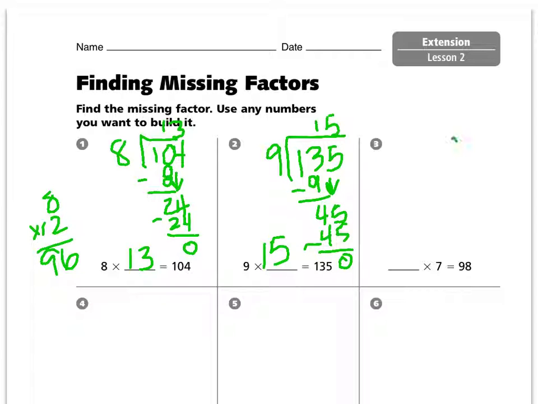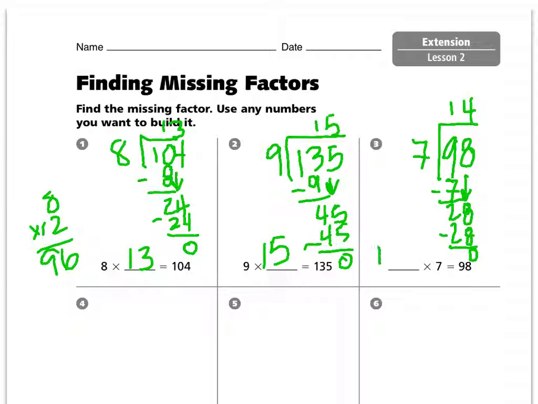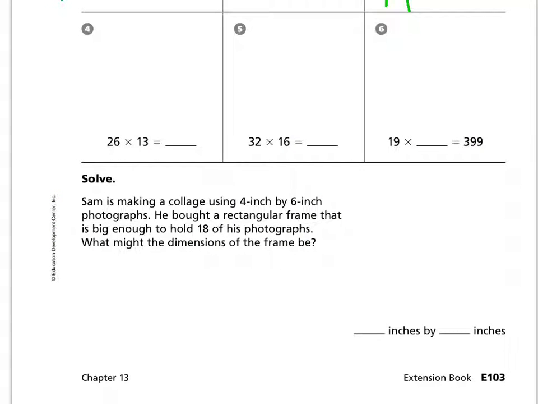Do the same thing for number 3. I take 98. I'm going to divide it by 7. I know it goes in one time. Subtract 7, you get 2. Bring down the 8. I know that goes in 4 times. 28. Subtract, you get 0. Your answer would be 14 times 7 equals 98. You can use these methods as well as other different methods to go ahead and solve numbers 4, 5, and 6.